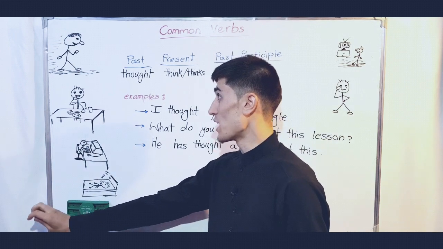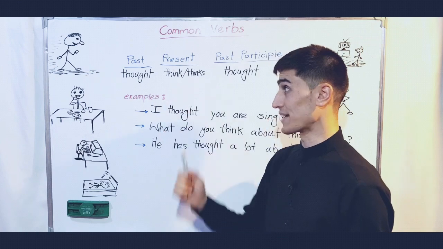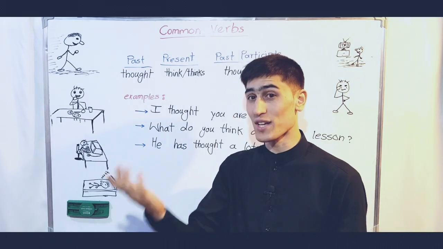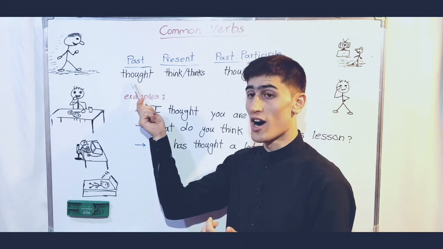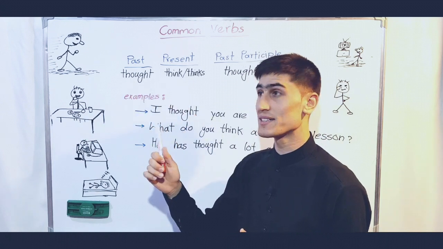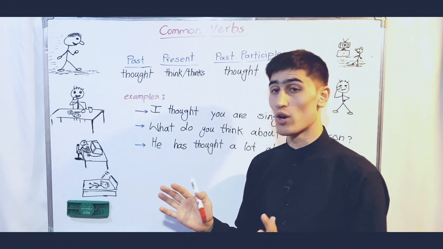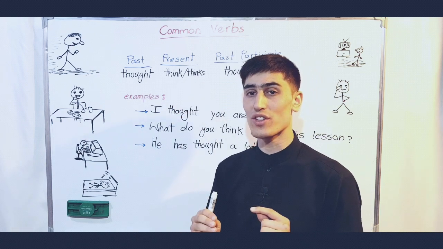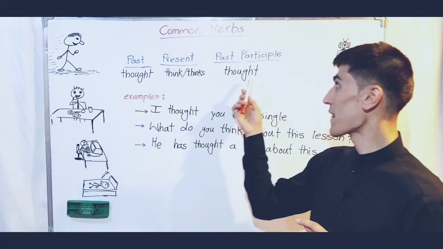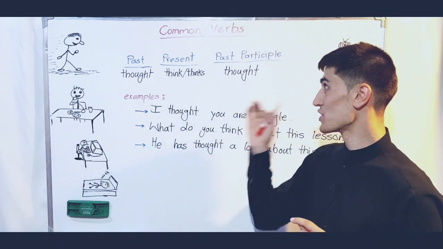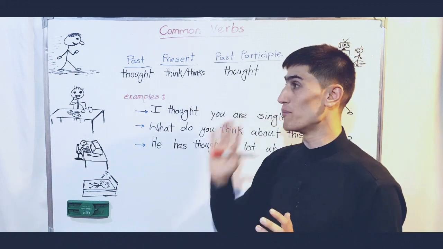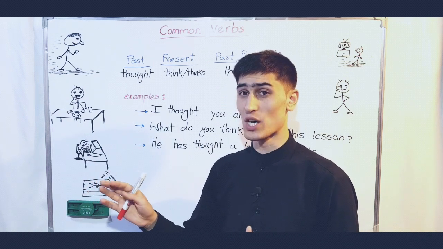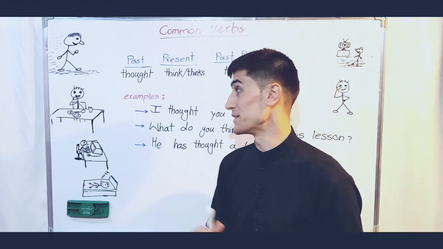So the verb that I want to explain first is think. When you think about something. The past form of think is thought. The present form is think and thinks. I'm sure you know think is used with plural subject in simple present tense, and thinks is used with the singular subject in simple present tense. And the past participle form is thought. So if you don't know the past, present, or past participle form, go back and watch the first video, so you will understand these parts because I have explained them.